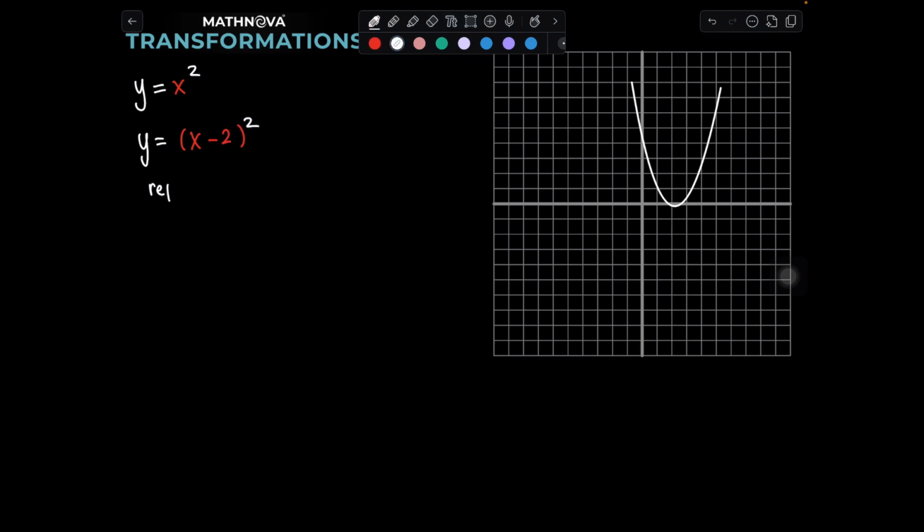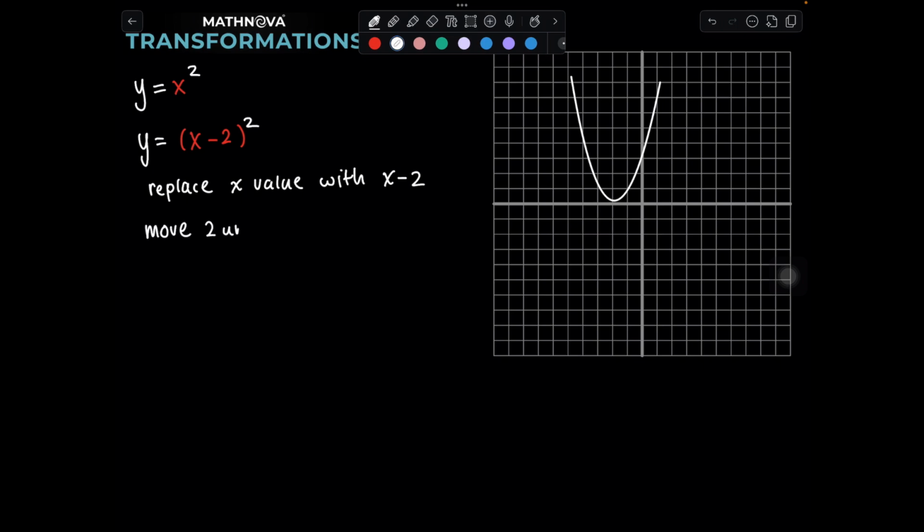So you replace the x value with x minus 2. If I wanted to move it 2 units to the left, so from here, I wanted it to go here, it would become x plus 2 wherever I have an x. So it'll be here if I wanted to move it 2 units left. It would be y equals x plus 2 squared.